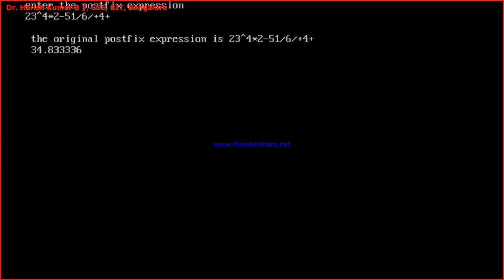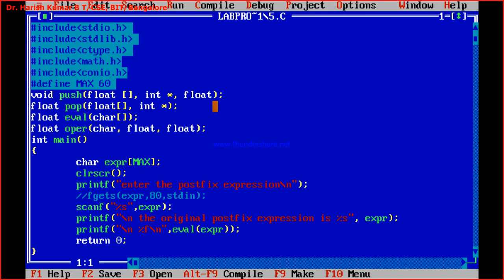So answer is 34.83. Yes, sir. Okay. So earlier we did it as integer, correct? Now since we have declared it as floating point, 34.83. So this is the correct answer. 34.833. Okay, done. Now the other one, I think we have solved one more. Can I have that?